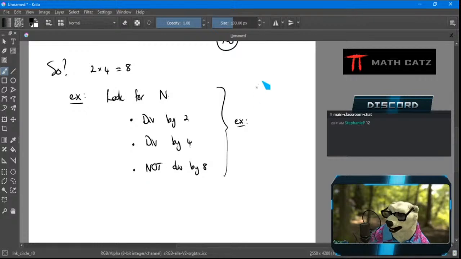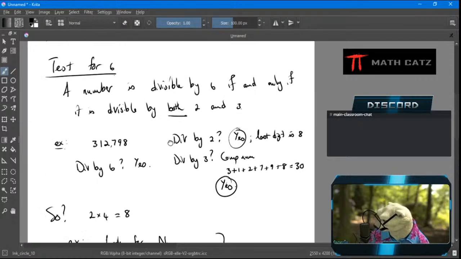It's not hard to find. It doesn't even have to be big. 12 will work. 12 is divisible by 2. 12 is divisible by 4. It's not divisible by 8. So very, very easily, there are examples that show that this way of thinking that the test for 6 gives me can't necessarily just be generalized for anything.